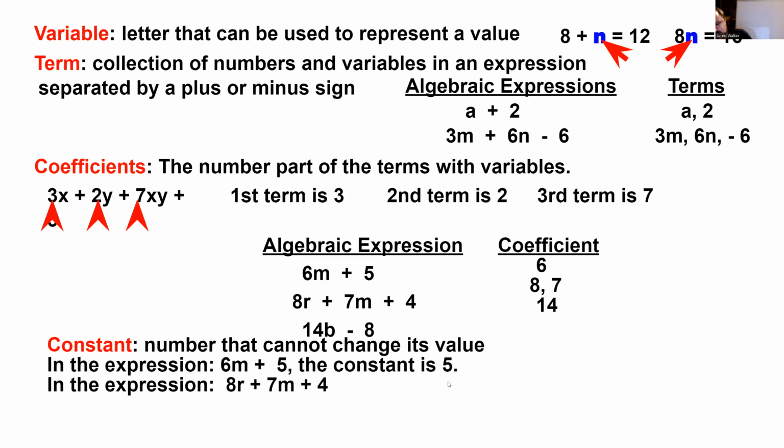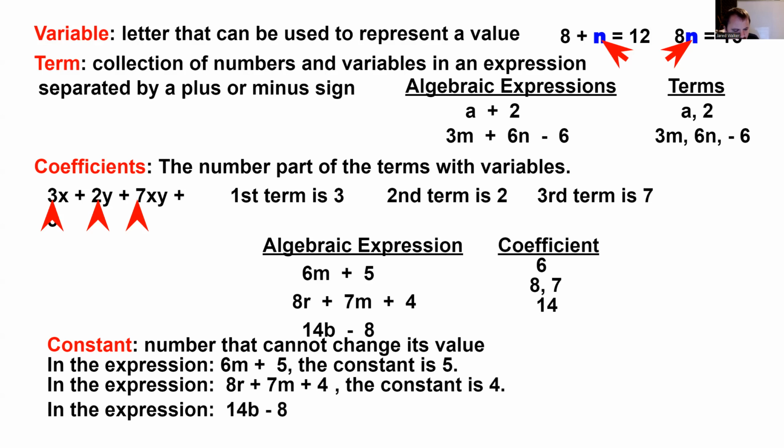And the expression 8r plus 7m plus 4, the constant is 4. What are the coefficients there? 8 and 7. In the expression 14b minus 8, the constant is -8. Okay, so we have terms, and then within terms, we could have variables, which could have a coefficient in front. And then we could also have terms that are just constants. So that kind of covers everything.